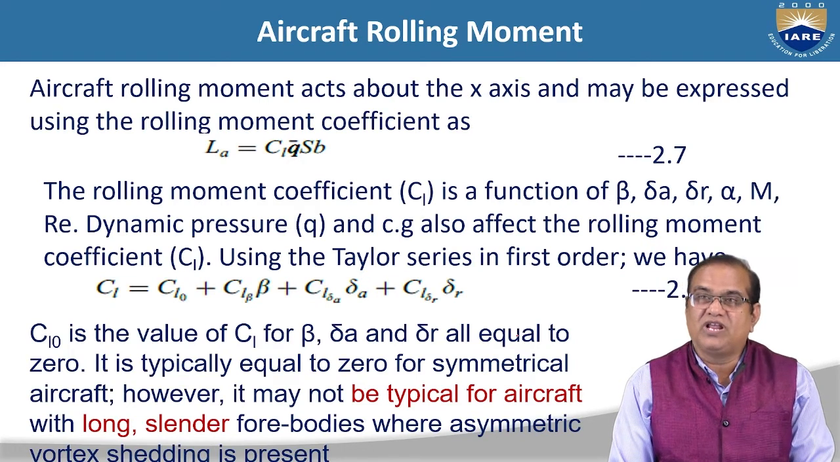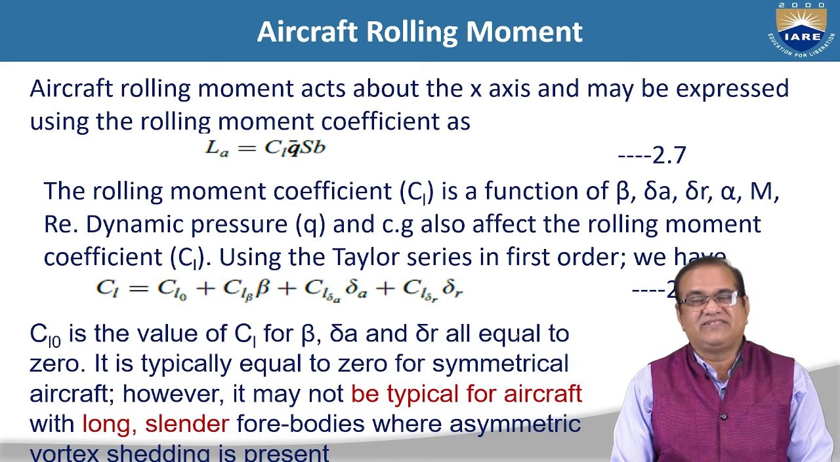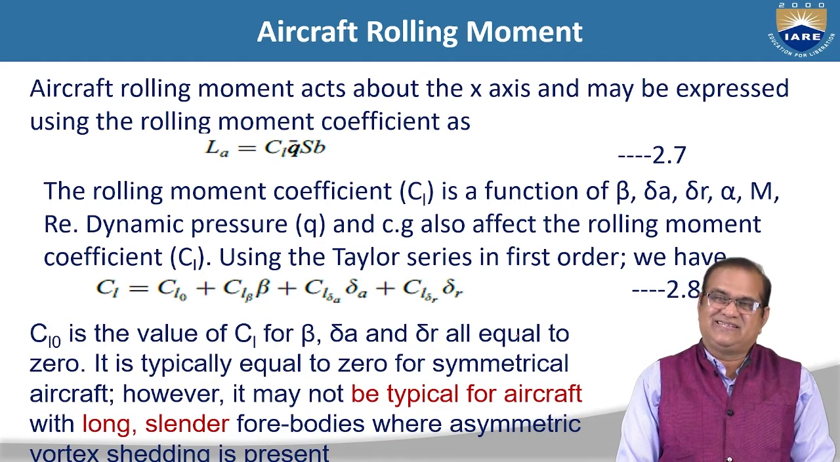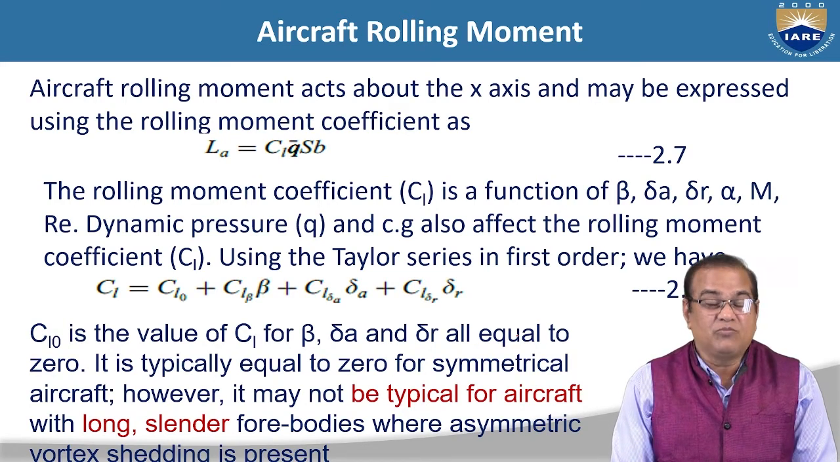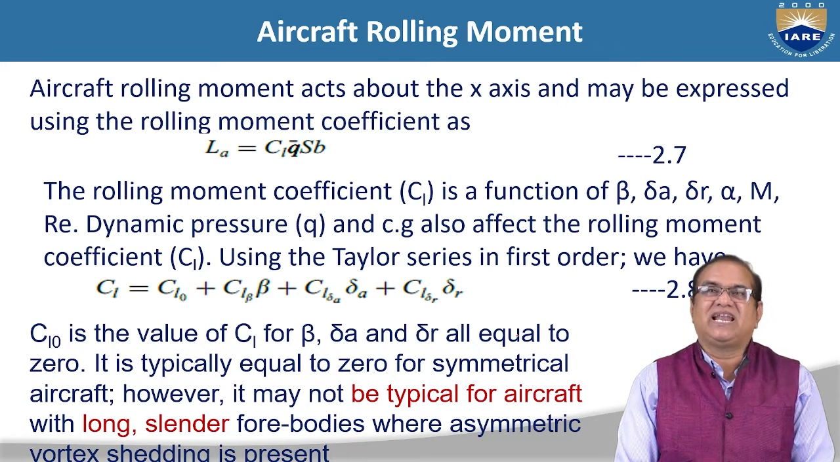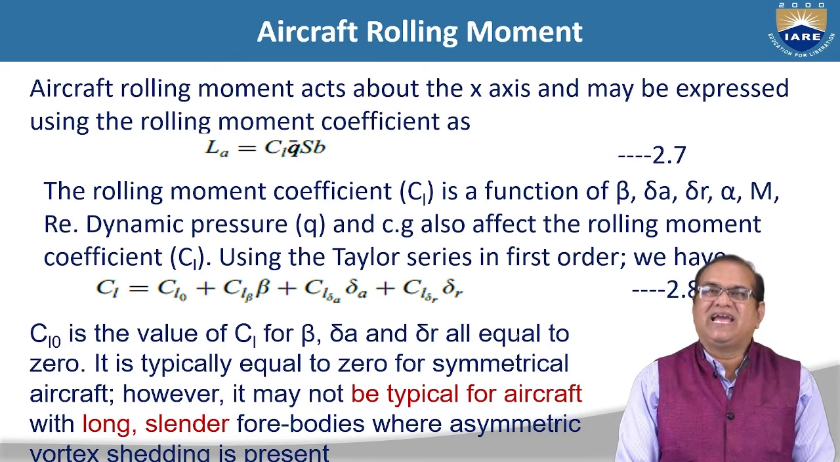Now we will discuss the aircraft rolling moment. We have completed the aircraft force, that is the side force, and all three derivatives: Cy beta, Cy delta A and Cy delta R. Now I am going to the other moments, starting with the rolling moment, because in the lateral and directional equations of motion we have one force and two moments. I have completed the one force. Now I am going for the first moment, the rolling moment, which is represented by capital L.